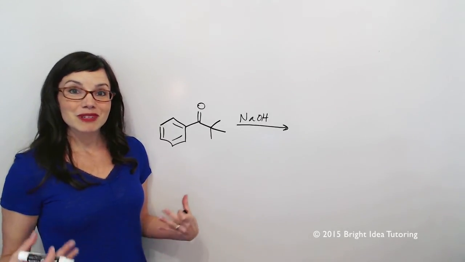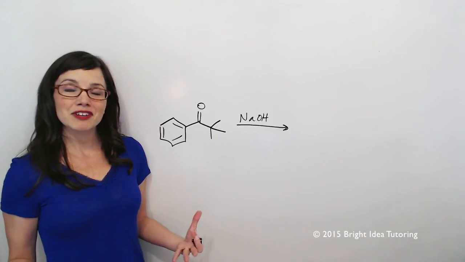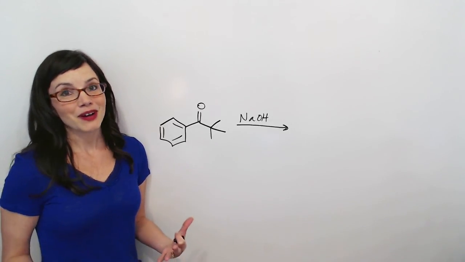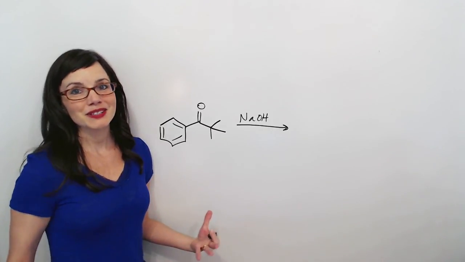Once you understand this mechanism and how to make enols and enolates, it's time to move on to the reactions that you can do with enols and enolates. There's going to be alpha additions, aldol condensations, and Claisen condensations, and my video series is going to cover all of these.